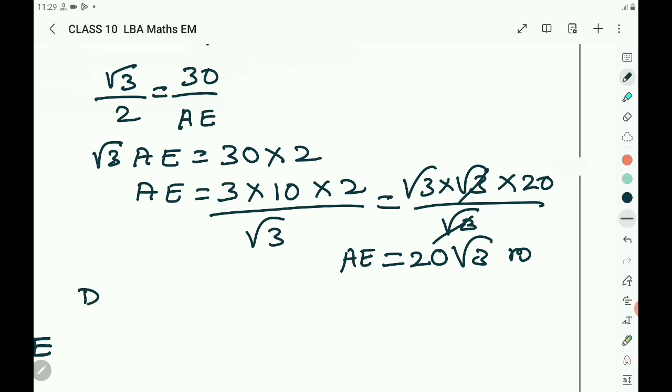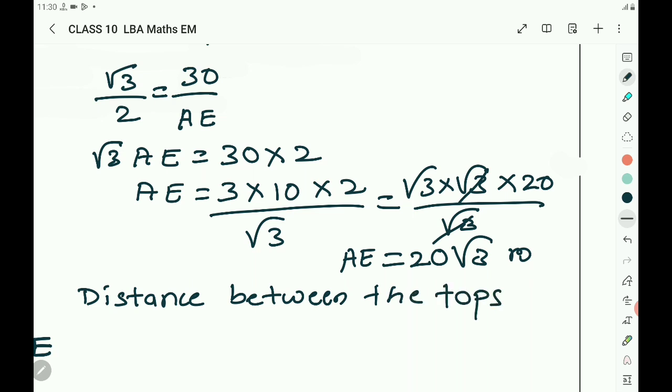So then you write distance between their tops. Distance between the tops equals what? AE equals 20 root 3 meter.